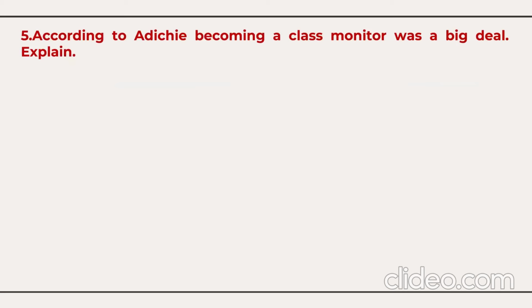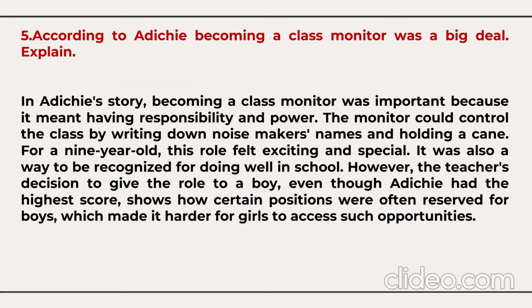Next question, last question for 5 marks. According to Adichie, becoming a class monitor was a big deal for her. How? In Adichie's story, becoming a class monitor was important because it meant having responsibility and power. The monitor could control the class by writing down noisemakers' names and holding a cane. For a 9-year-old, this role felt exciting and special. It was also a way to be recognized for doing well in school.